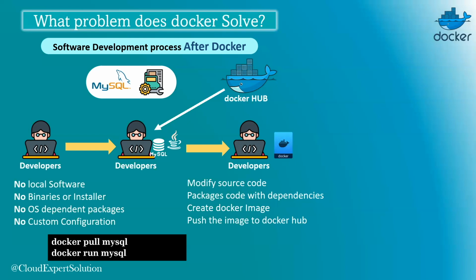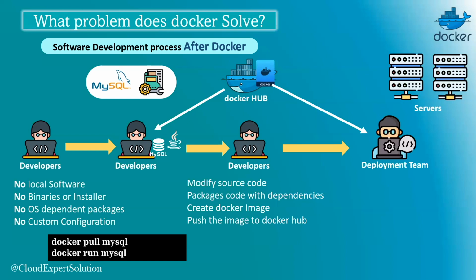This custom Docker image is then pushed to the Docker Hub again, but this time to a private repository. Here comes the deployment team with servers. Instead of following textual SOPs for configurations and dependencies, they pull the custom Docker image from the Docker Hub and run it on the servers.